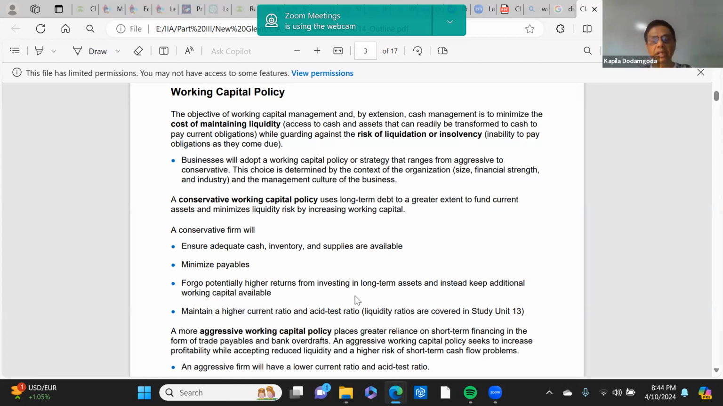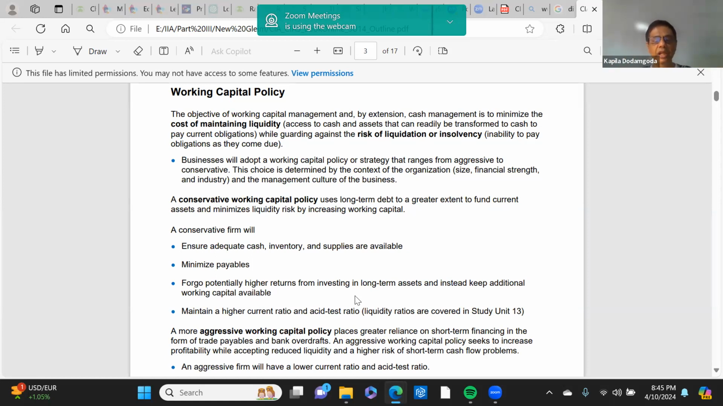Most of the time when you invest in long-term assets, you can potentially earn higher returns, right? But a conservative organization, instead of investing in high return long-term assets, may want to keep money as additional working capital availability, so that they are conservative. They don't want to take risks, right? So basically a greater proportion of your assets is going to be funded not through short-term funding, but through long-term funding.